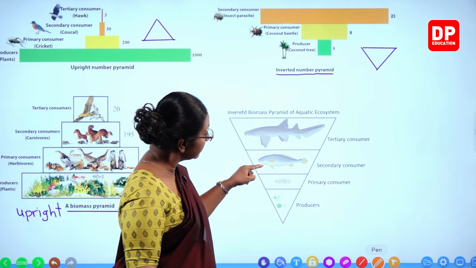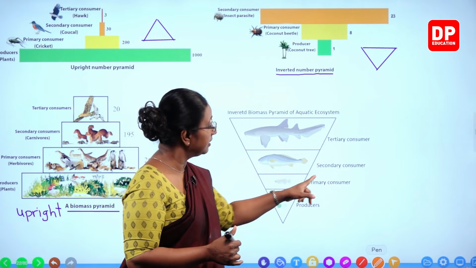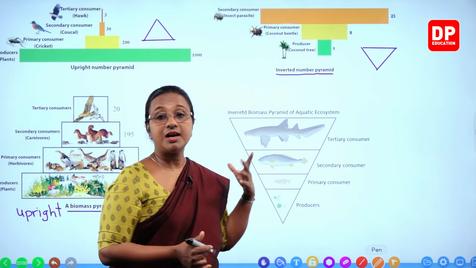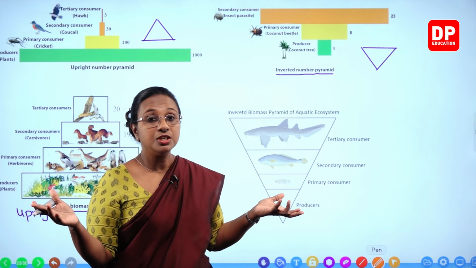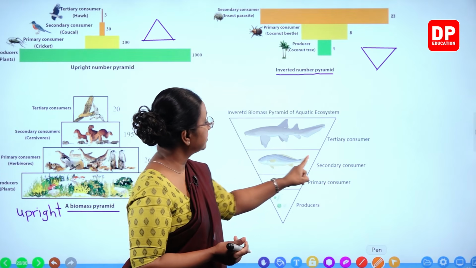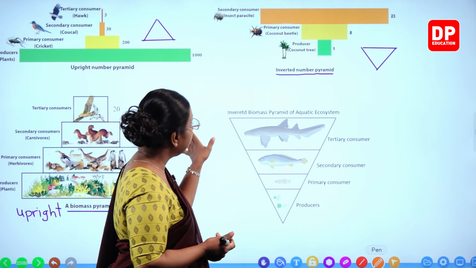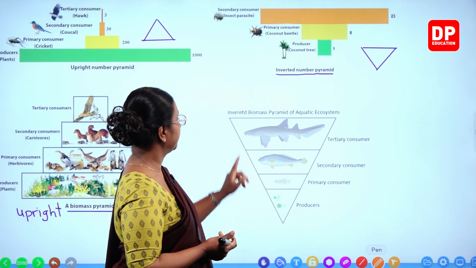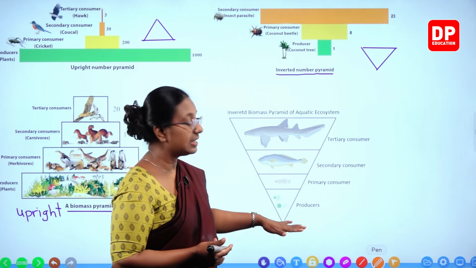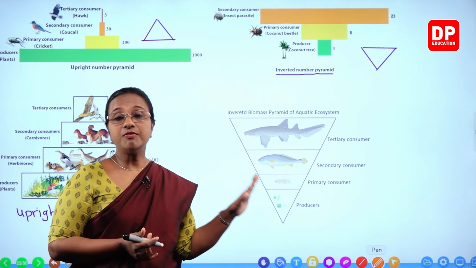If you take the secondary consumer, a medium size or somewhat large fish, that also has a greater biomass. But if you take the last one, like a shark or any large fish, which consumes this secondary consumer, their biomass, that is the tertiary consumer's biomass, is very high. So, in an aquatic ecosystem, you will get an inverted biomass pyramid. That is an instance like this. Is that okay, students? So, these are the 4 types of pyramids.